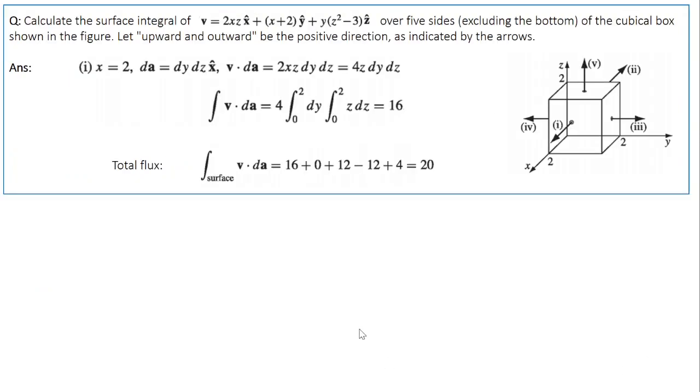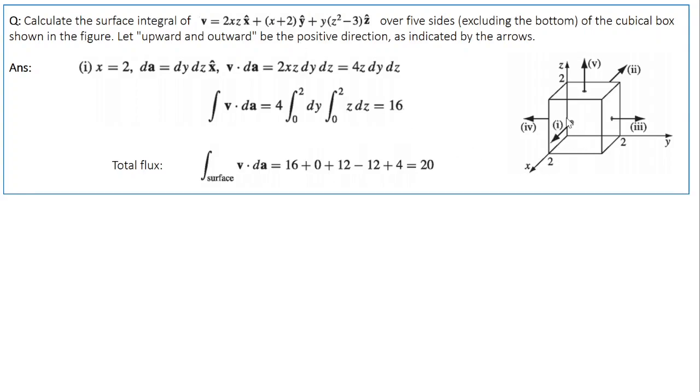Before winding up, let's do a quick problem. Calculate the surface integral of the vector function v equal to 2xz x cap plus (x plus 2) y cap plus (y z square minus 3z) z cap over the 5 sides of a cubical box. You can exclude the bottom side. Let upward and outward be the positive direction as indicated by the arrows. So we have 5 sides. For each side we need to calculate the surface integral of this function.